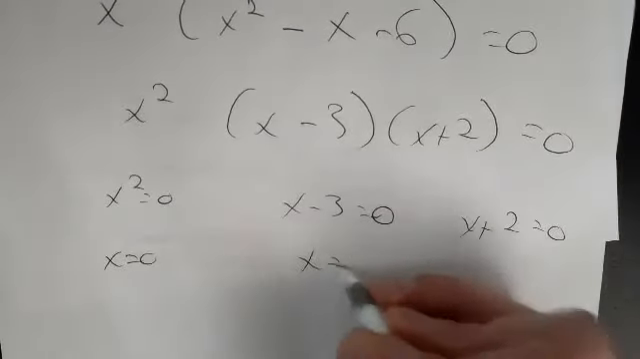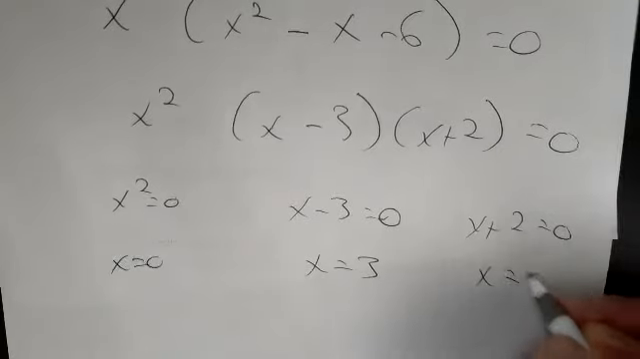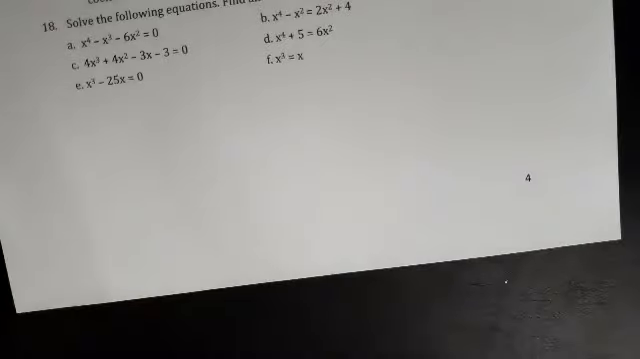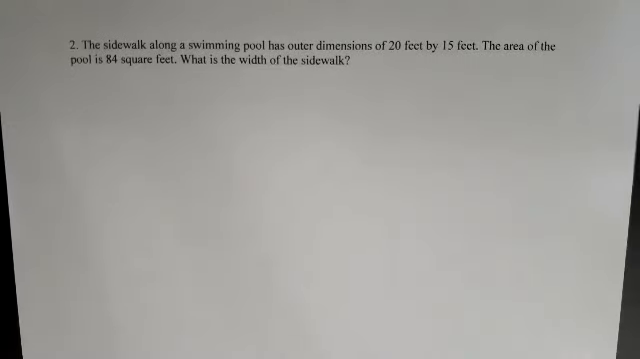And there's one other problem I want to go through before we end class. It would be worthwhile going through it. So if I've got a problem here, the sidewalk along the swimming pool. We had this problem a few different ways, worded a few different ways. It has outer dimensions of 20 by 15. The area of the pool is 84 square feet. What is the width of the sidewalk around the pool?